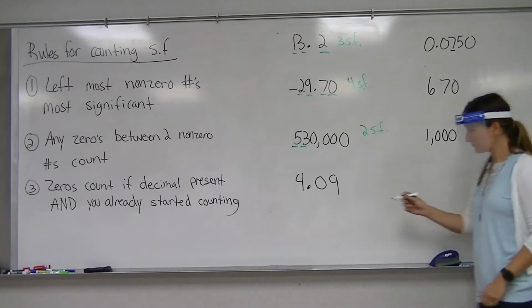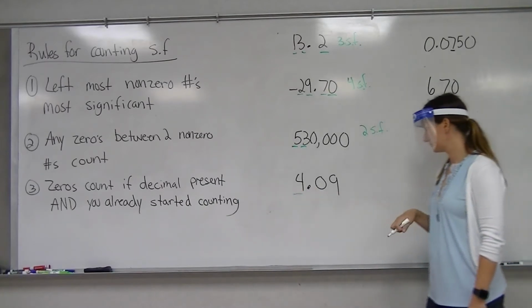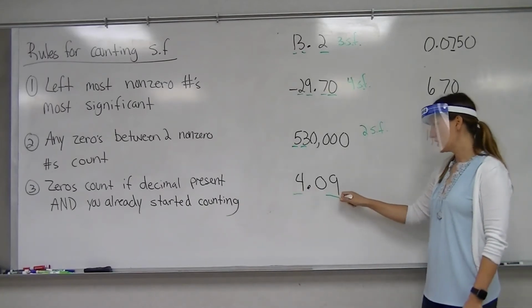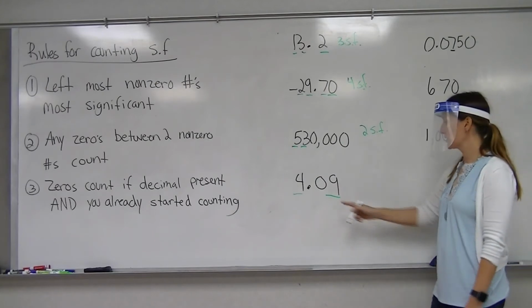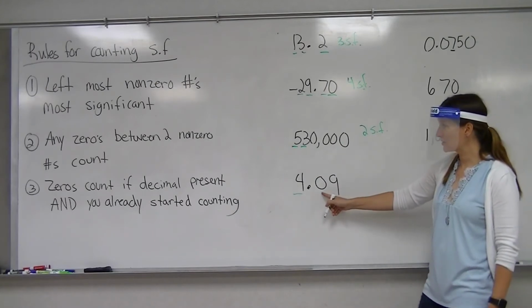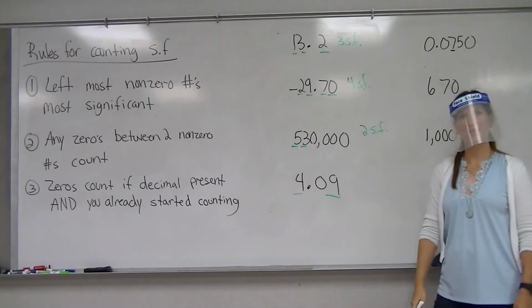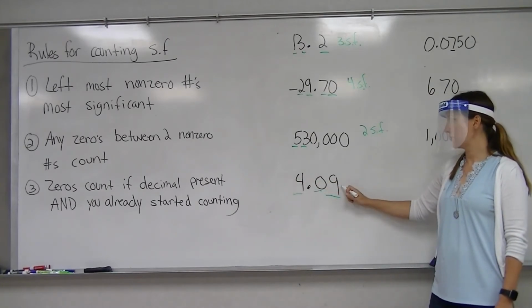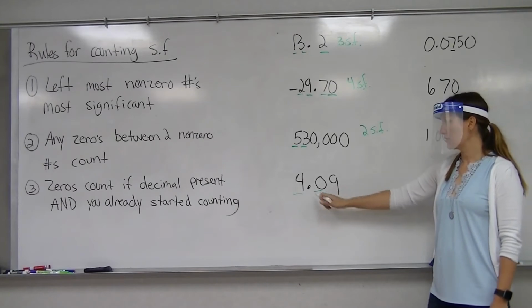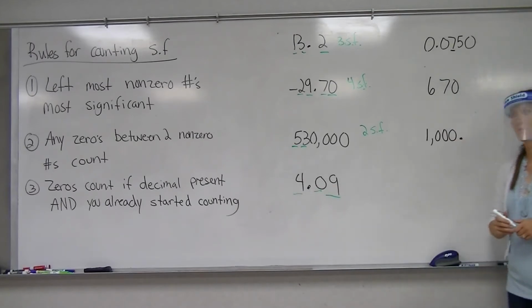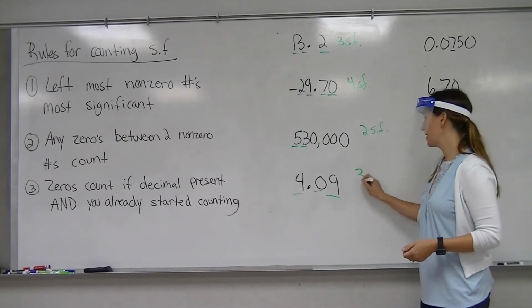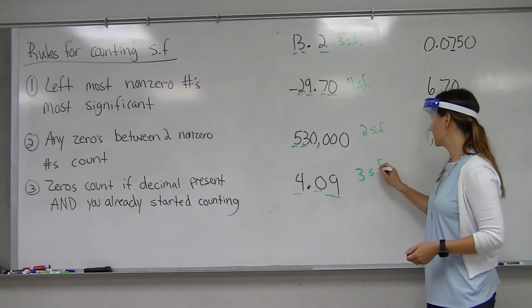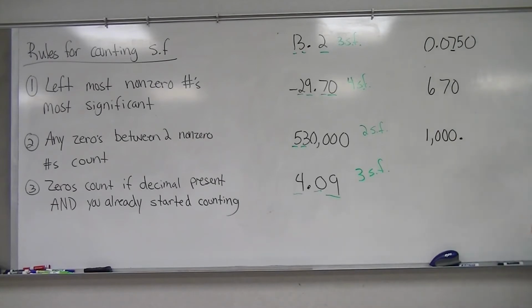.09, we start counting at the 4. We know the 9 counts because it's not 0. So to figure out if this 0 counts, actually both of those rules say it does. This 0 counts because it is between two non-zero numbers, and also there's a decimal point present. So you can apply either rule, no matter which rule you choose, that 0 does matter. It is significant for a total of 3 significant figures.